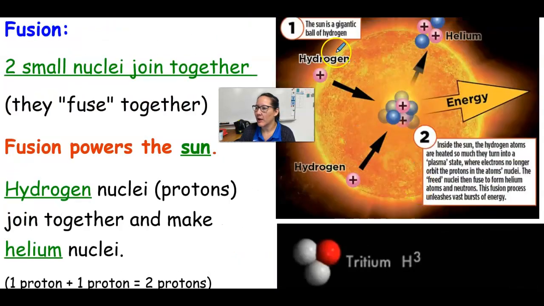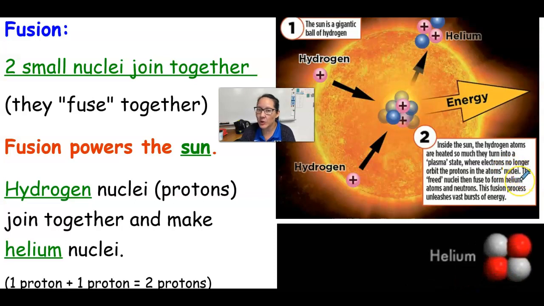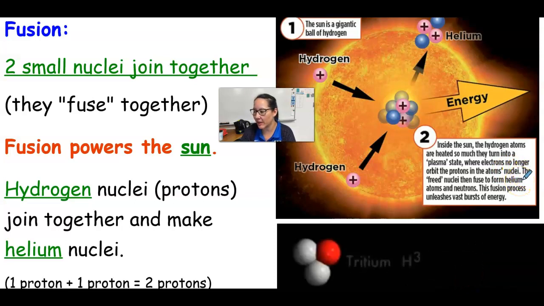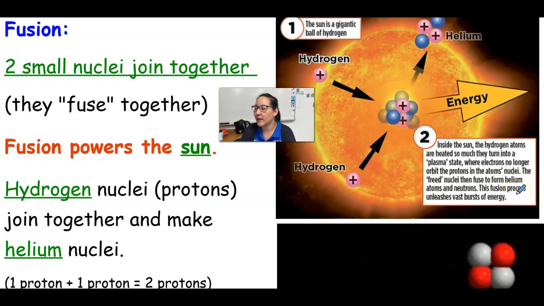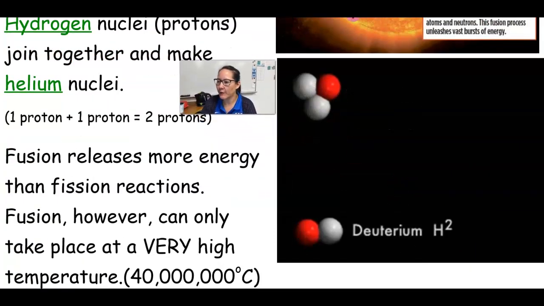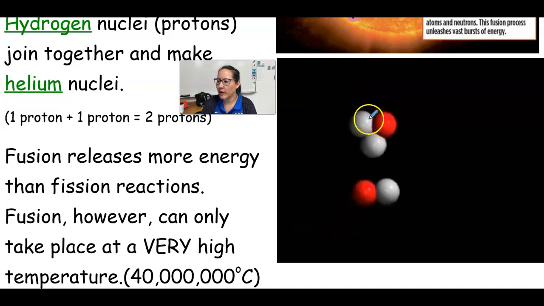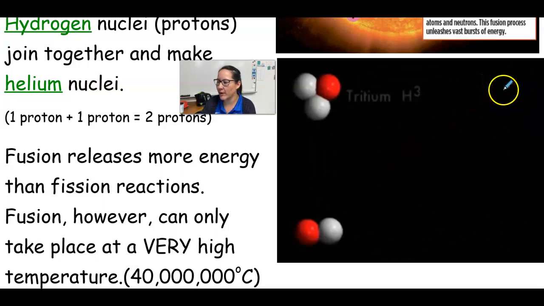So up here, the sun is a gigantic ball of hydrogen. Inside the sun, the hydrogen atoms are heated so much they turn into a plasma state where electrons no longer orbit the protons in the atom's nuclei. The freed nuclei then fuse to form helium atoms and neutrons, and this fusion process unleashes vast bursts of energy. So here's another example of fusion occurring with a tritium and a deuterium, or 2 different hydrogen nuclei, and afterwards they form a helium.